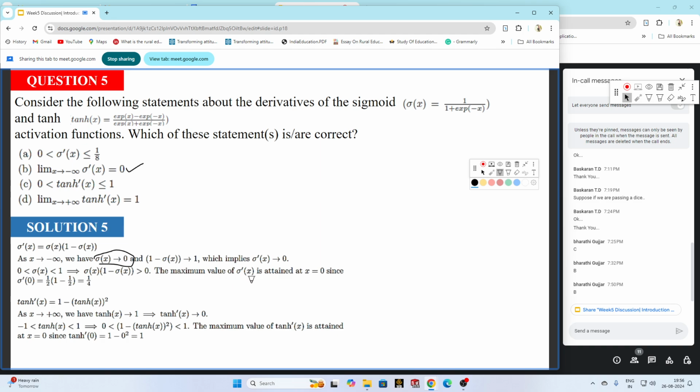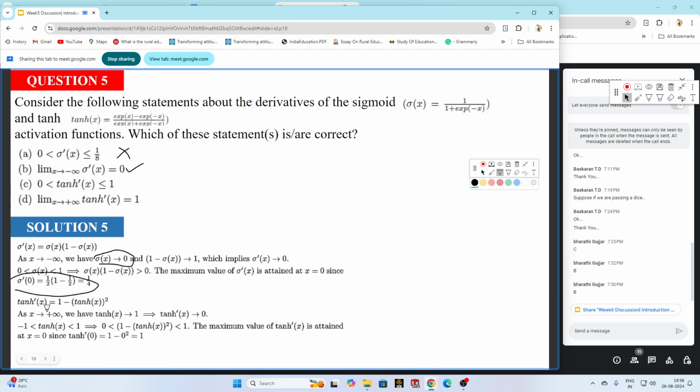So the maximum of sigma dash x is attained at x equals 0. So sigma dash 0 will be equal to half times 1 minus half, that is 1 by 4. So ultimately what you have to do is differentiate it, and you will find that the maximum of this sigma dash x happens when x is equal to 0, and when you put sigma dash 0, you get 1 by 4. But here it says 1 by 8, so this option is wrong.